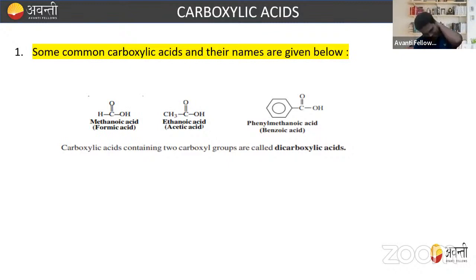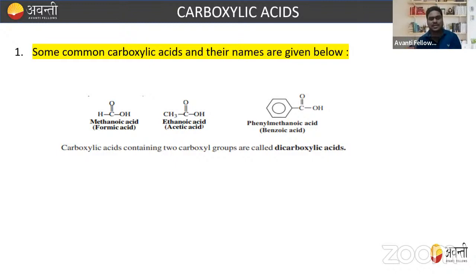Before that, let's see some structures of carboxylic acids, so you get the overall idea of how they look, right? Just like in aldehydes we have formaldehyde, here we have formic acid, right? Formic acid we have, ethanoic acid we have, and benzoic acid we have, also known as phenyl methanoic acid, right?